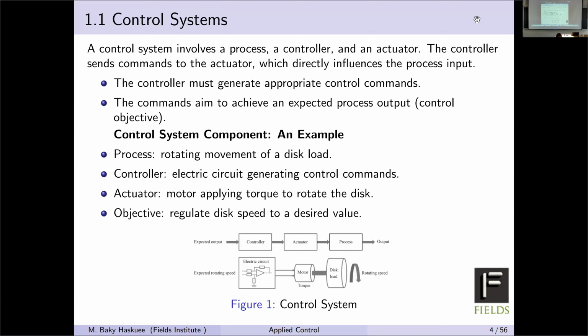Great. So the process here is the rotating movement of the disc load, and the controller, as we explained, is the electric circuit that generates the control commands, and the actuator is the motor, where we apply the torque of the motor to rotate the disc, and the objective is to regulate the disc speed to a desired level. Actually, everything is done to control the speed of the disc. So this is a simple demonstration of the control system.